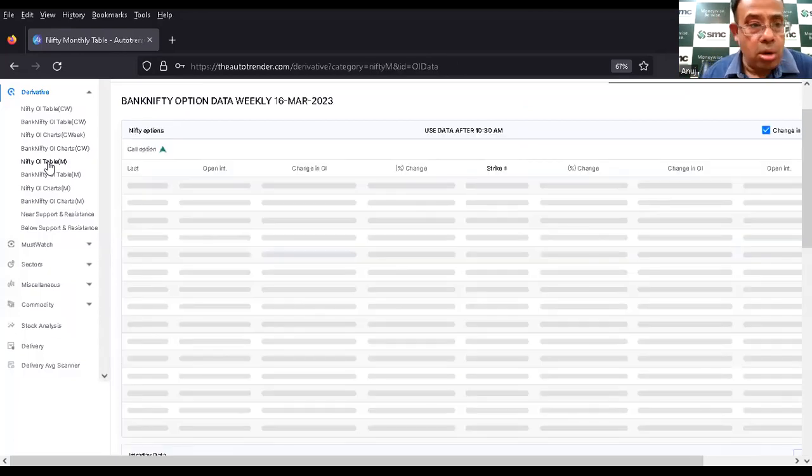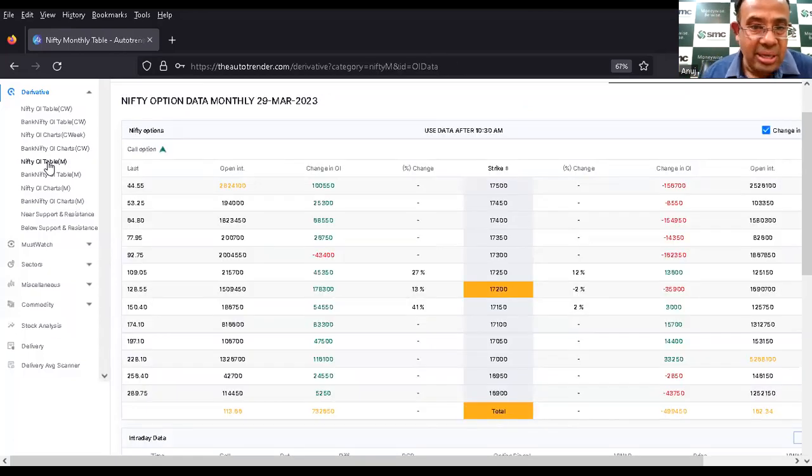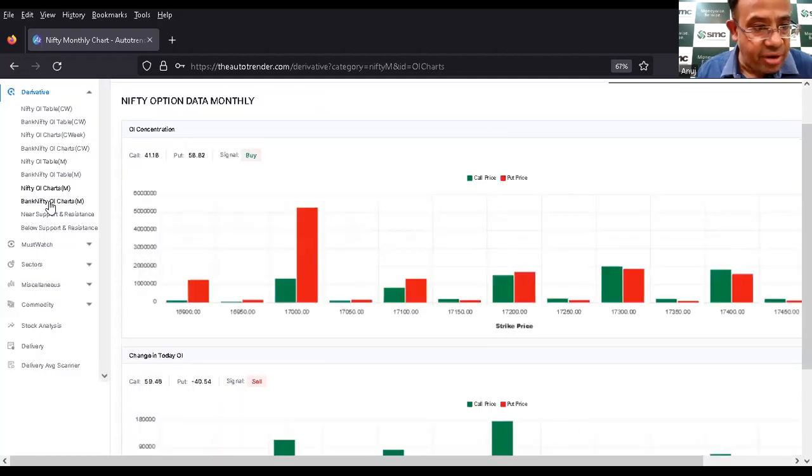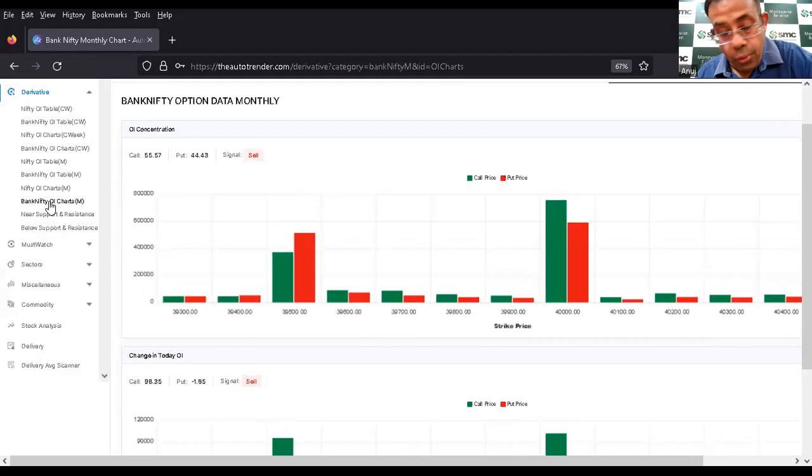Nifty monthly table, we are giving monthly data table. Monthly expiry happened on 29th of March. So you can have a look at this data also if you are looking for a positional bet, or if you are interested more in strategy trades, you can easily look into these things. Other than that, the same Nifty OI charts and Bank Nifty OI charts are available to you.